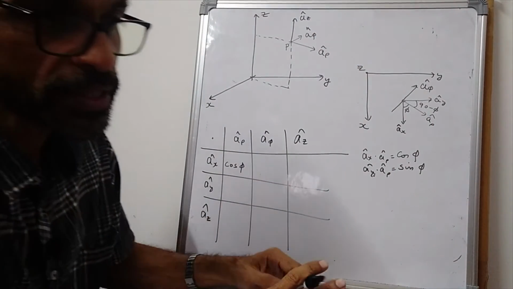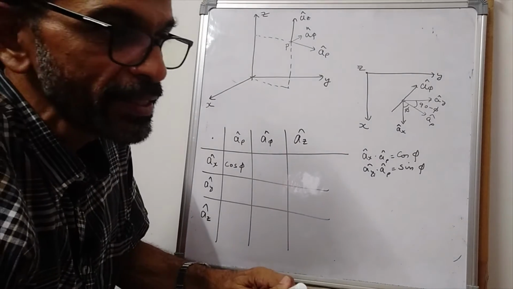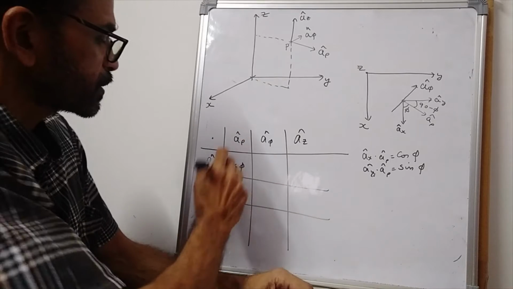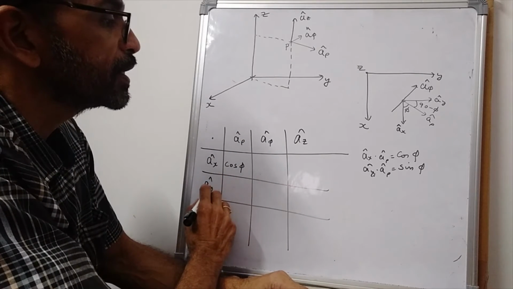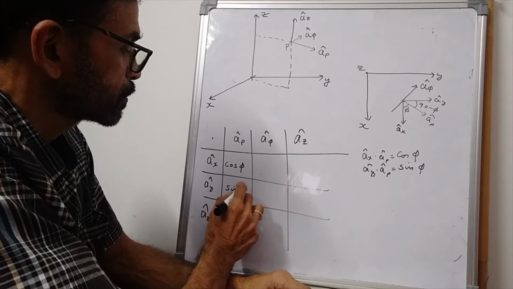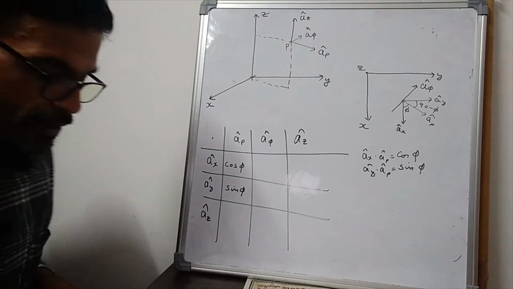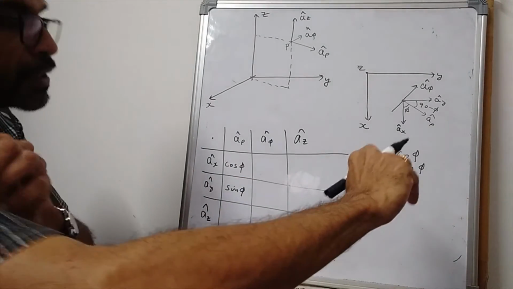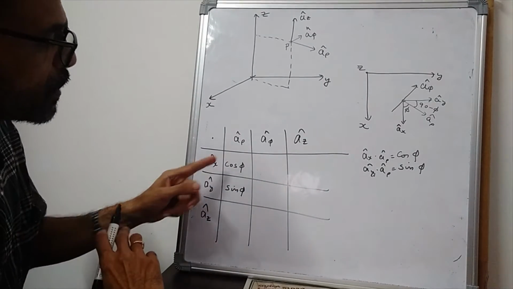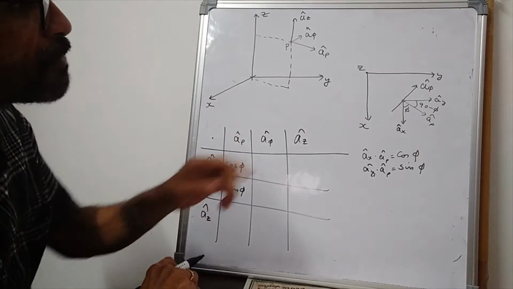So cos(90 minus phi) is cos 90 cos phi, which is 0, plus sin 90 sin phi, which gives us sin phi. Okay, so that means that ay dot a rho gives us sin phi. Now we move on to finding out what is ax cap dot a phi cap.